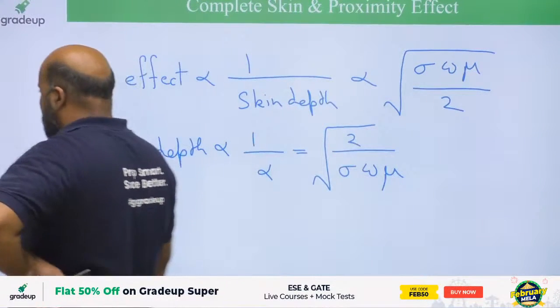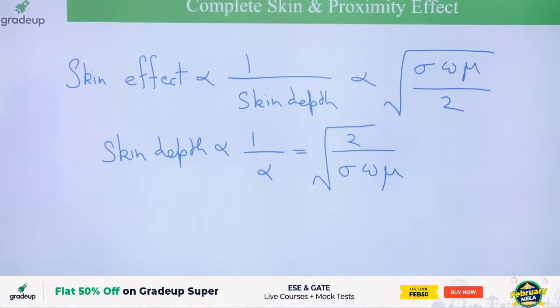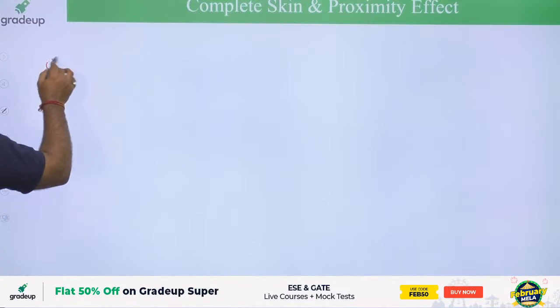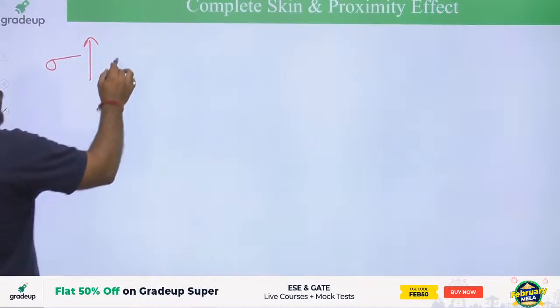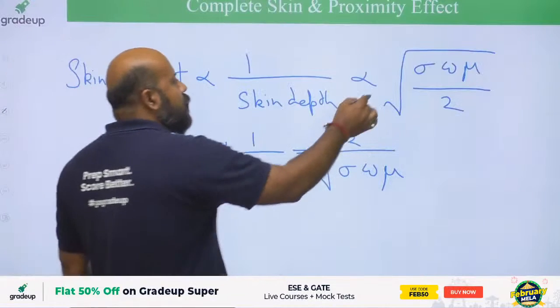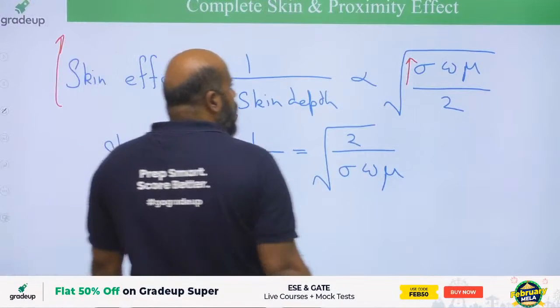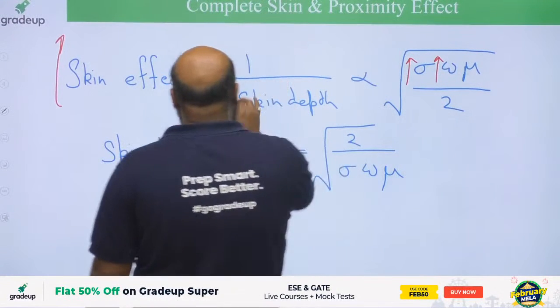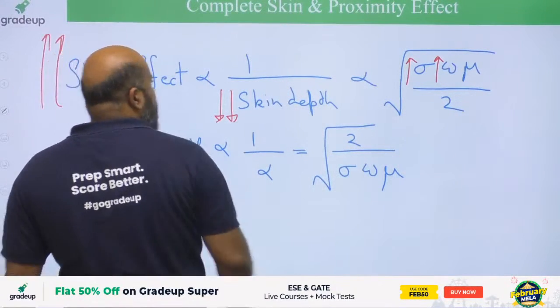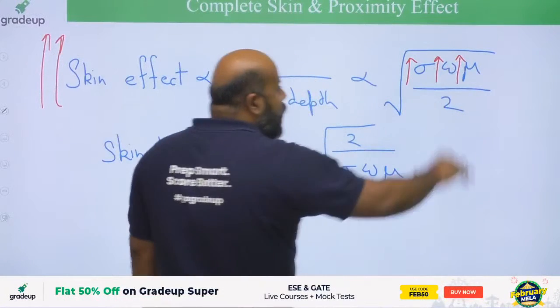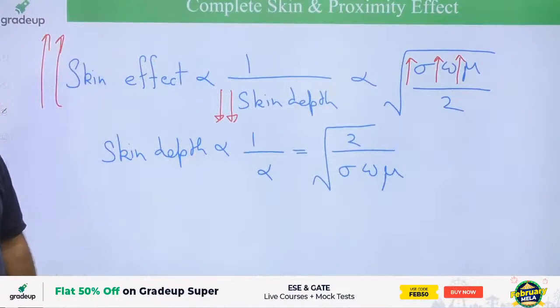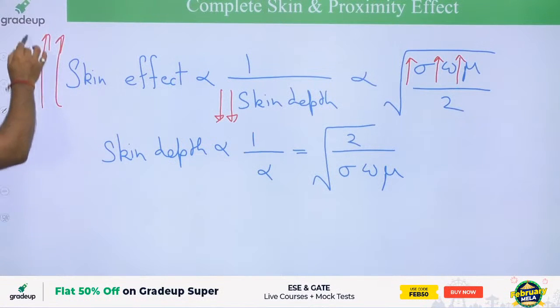By using this relation, you can understand on what parameters the skin effect depends. Adityananda, this is the answer to your question. If conductivity is more, you are having less skin depth, more skin effect. If you are having more frequency, less skin depth, more skin effect. If you are having a higher permeability of the conductor material, then you are having more skin effect.